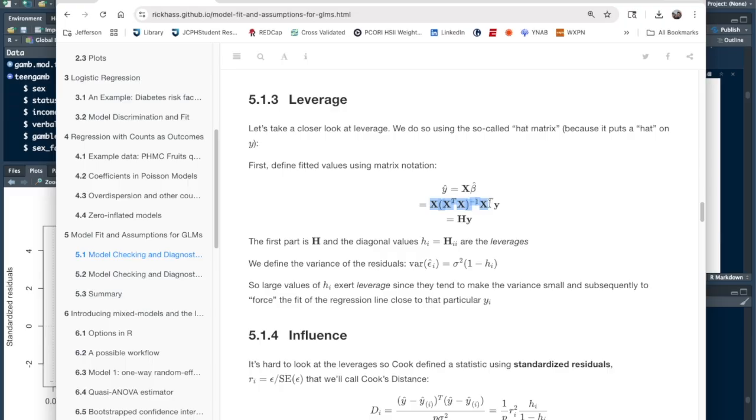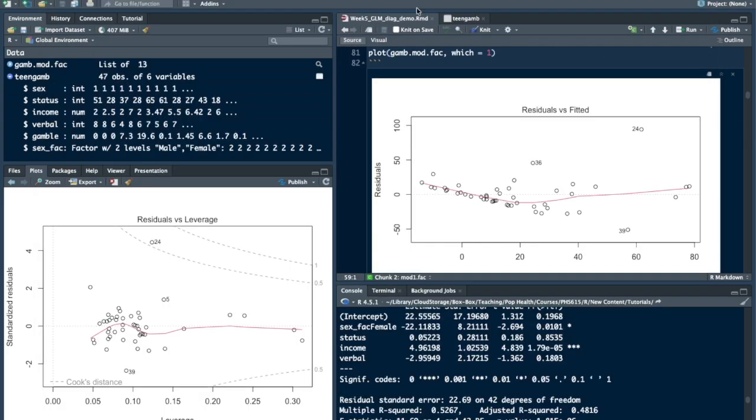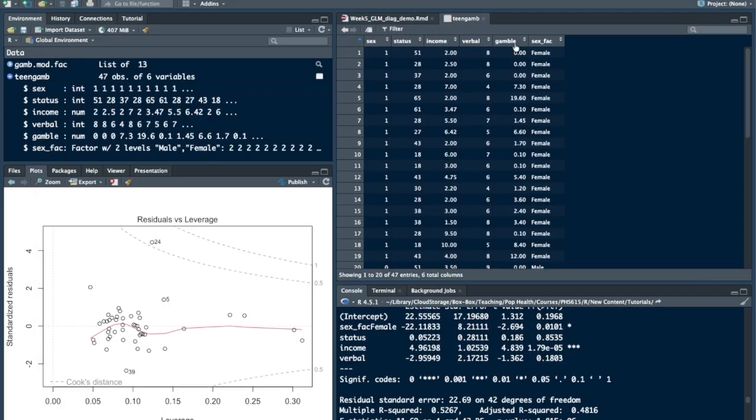This here, this part, is a matrix. Y is a vector, meaning it's just got one column. It's one big long column of numbers, the gambling expenditures. This is a matrix that results from multiplying x by its, so x is all of the columns, the other variables in our equation that we see here. Right? So 1, 2, 3, 4 plus the intercept. These columns of numbers here are x.